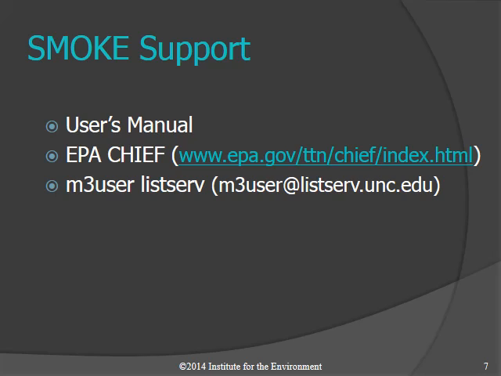Smoke support. The first place to go for troubleshooting Smoke issues is the Smoke User's Manual. The online version of this document is a comprehensive and detailed reference for all of the Smoke programs. The EPA Clearinghouse for Inventories and Emissions Factors is a great resource for emissions data, including inventories and ancillary data files. Finally, the M3 User Listserv, which is available through the CMAS Center website, is the go-to online resource for posing technical questions about Smoke simulations.